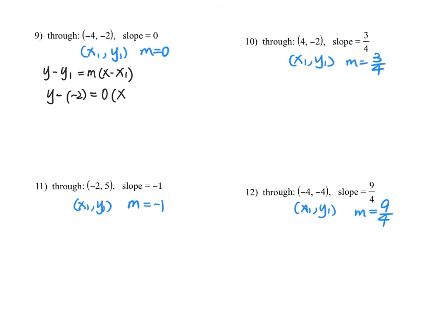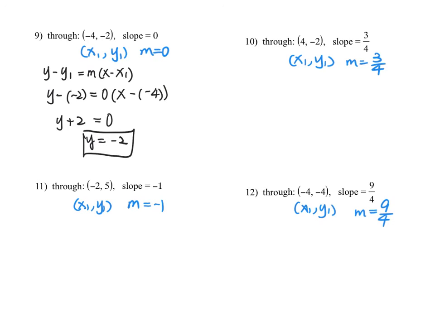Slope is 0. I love slope. I love it when it's 0 because 0 multiplied by anything is 0. It simplifies everything. On the left-hand side, I have double negative equals a positive. And if I subtract negative 2 on both sides, I have y equals negative 2. That's the final answer.